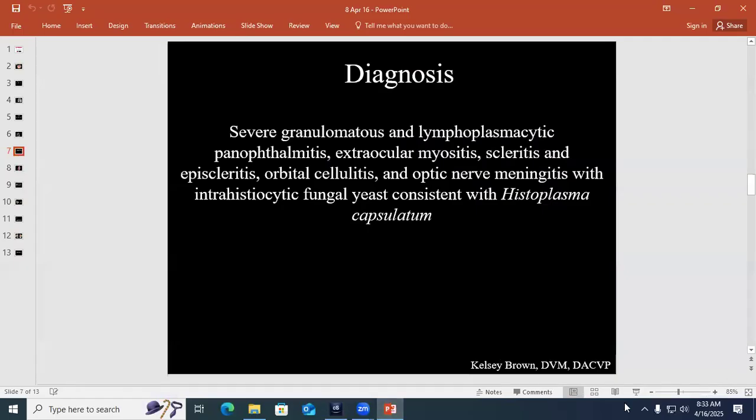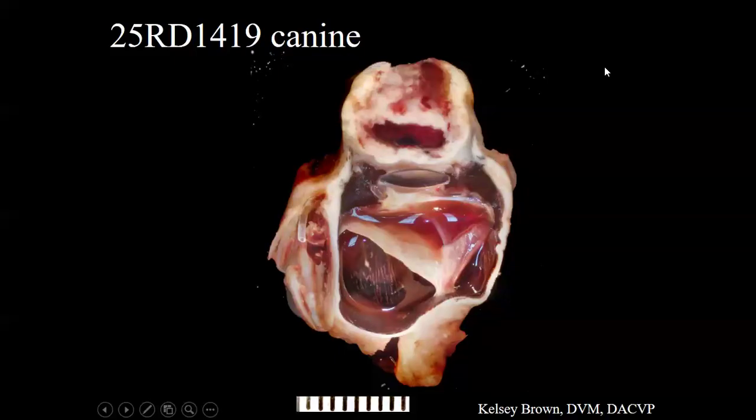Cool, thank you. All right, next one. I actually have a gross image for this one. So this one's a little bit complicated. There's a lot of procedures that were performed on this particular globe, but I'll try to keep it concise if I can. So this is a globe from a 13-year-old female spayed Havanese who had many procedures done.